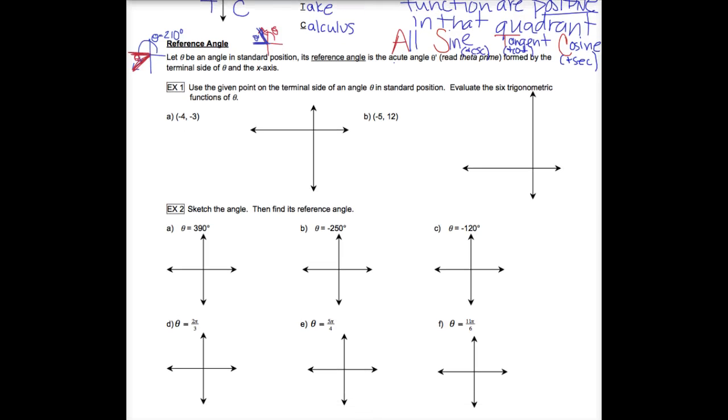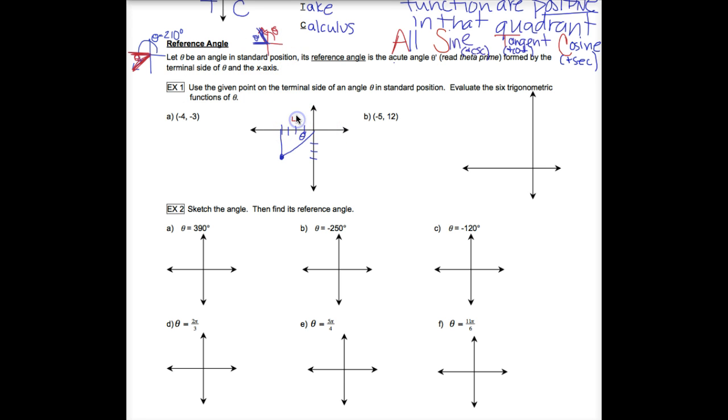So example 1: use the given point on the terminal side of angle theta in standard position. Evaluate the 6 trig functions of theta. So first thing I need to do is plot it. So -4, -3. 1, 2, 3, 4. 1, 2, 3. So here's -4, -3. And it says on the terminal side, so that means the terminal side of my angle theta goes right through that point. So connect it to the x-axis. Here is theta.